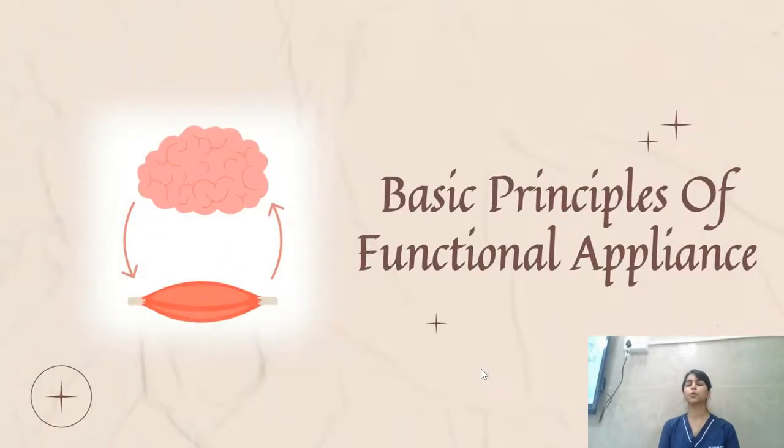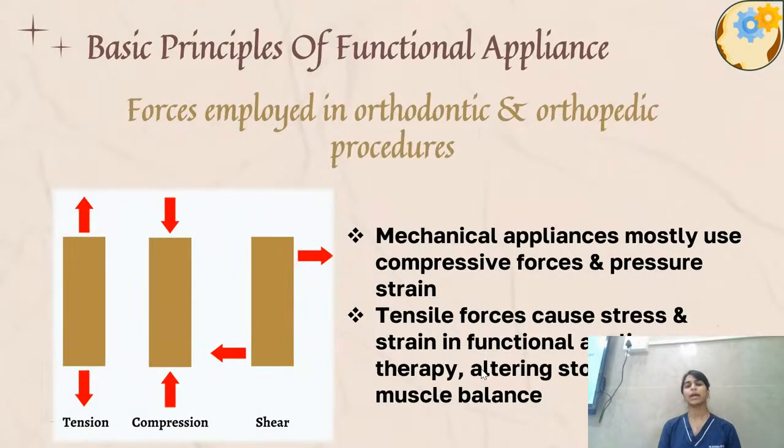Now, moving ahead to the basic principles of functional appliances. So there are various kinds of forces employed in orthodontic and orthopedic procedures. However, mechanical appliances like the fixed appliances mostly use compressive forces and pressure tension. It is the functional appliance that puts tensile forces to use to alter the stomatognathic muscle balance.